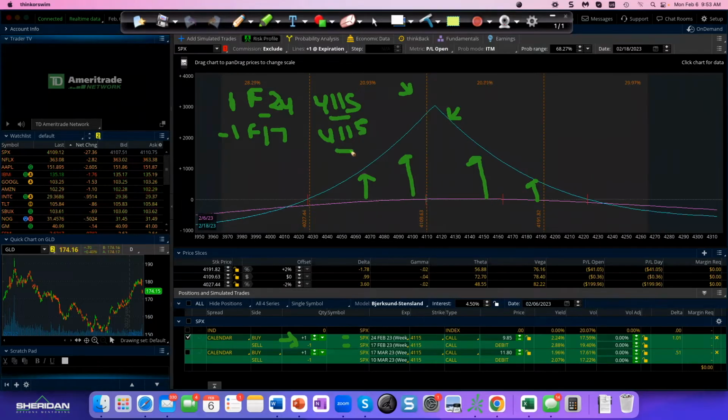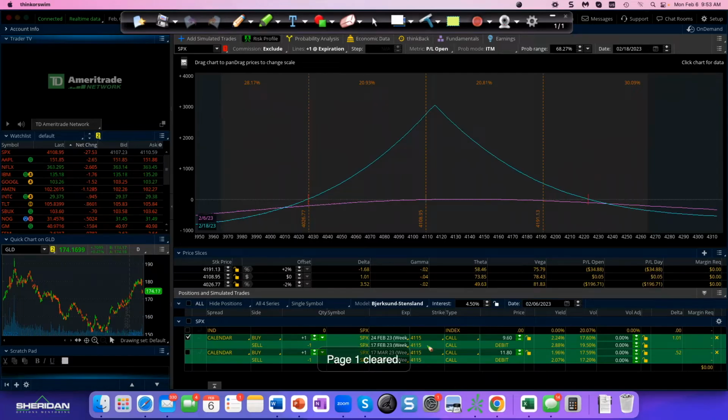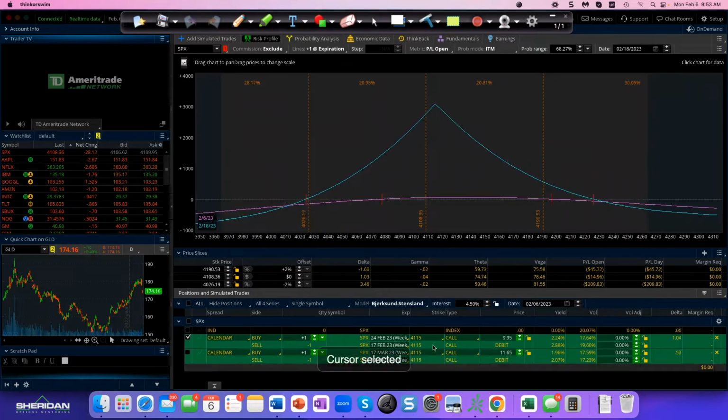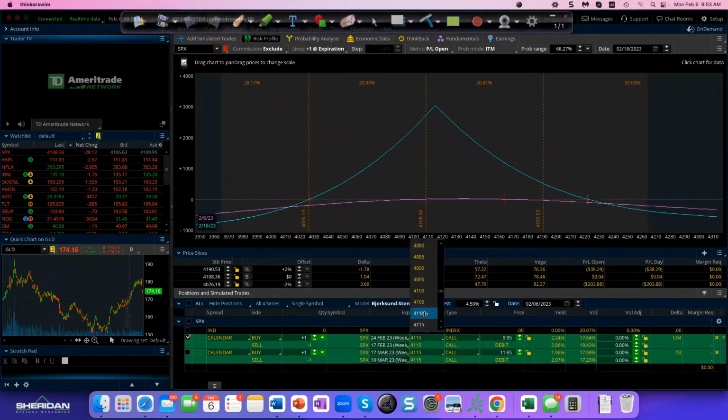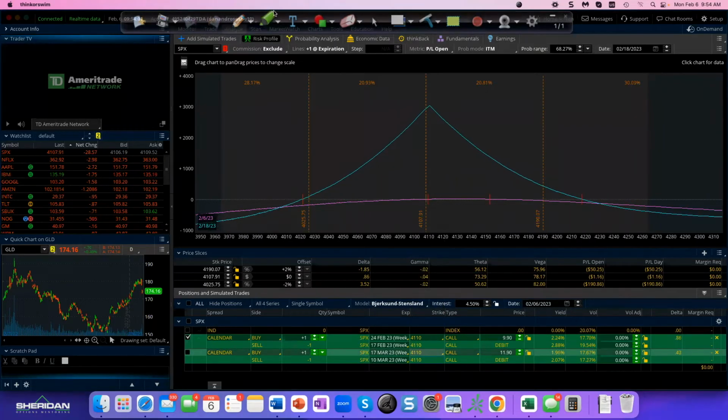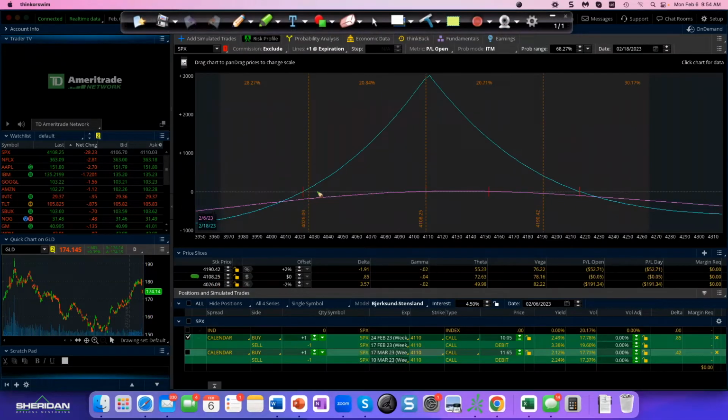If you're more neutral, you will do the trade at the money. So right now we're at 41.10, more neutral. If I was bullish, since we're near 41.10, I might put it up at 41.30, above the price. If I was more bearish, put it below. So that's the calendar.